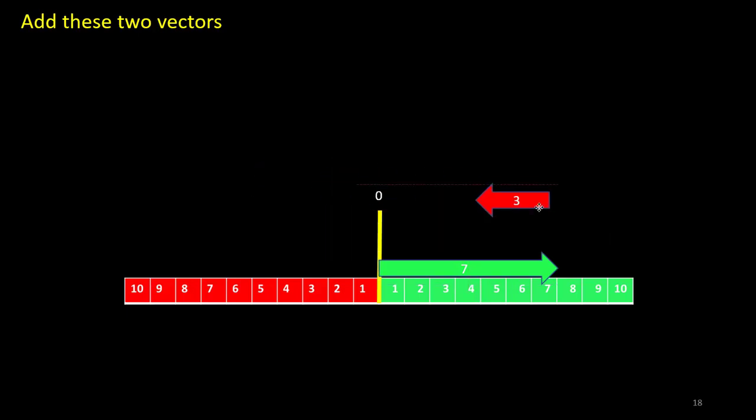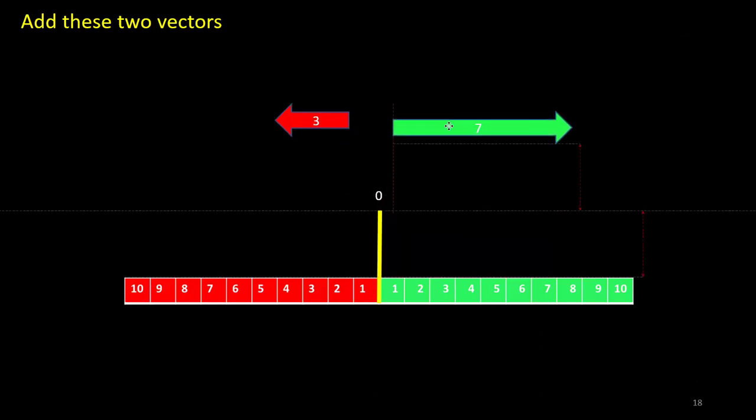And then we'll add the -3 vector to it. And if we bring him down like this, we line him up, we can see that the result is 4 after that addition. Remember that for addition, it doesn't make any difference what order we do the addition.